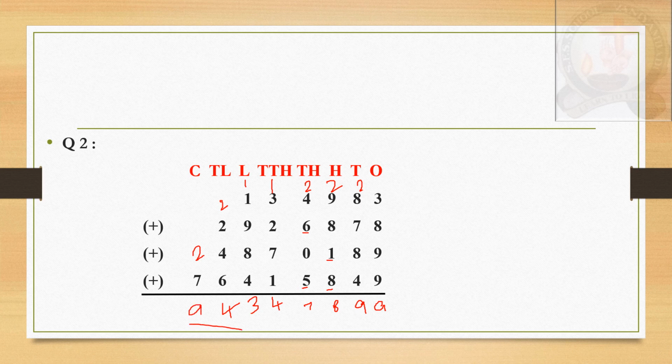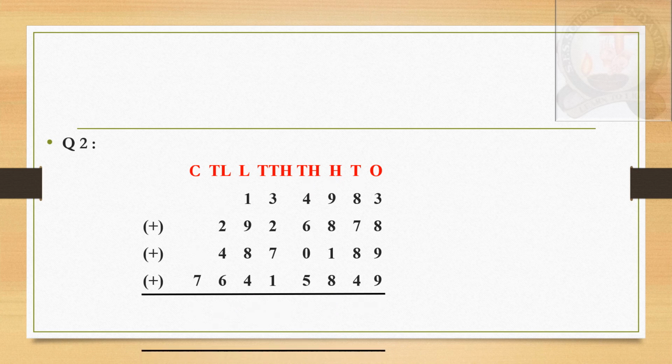So keep a comma now, comma, and 9 crore 43 lakh 47,899 is the answer for this question.